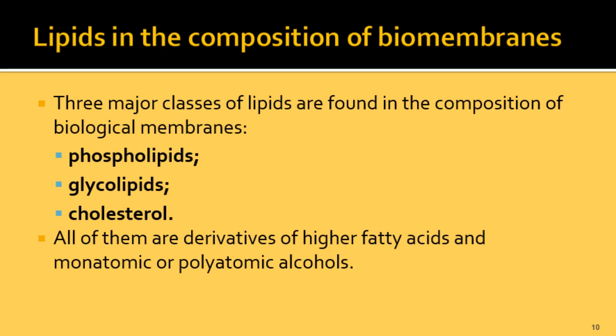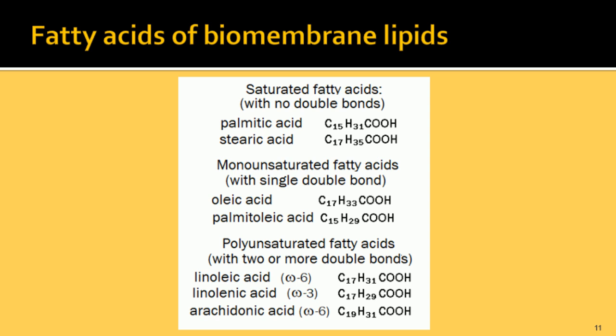Remember that most of the lipids in the membranes of mammals are phospholipids, glycolipids, and cholesterol. All of them are derivatives of higher fatty acids and monatomic or polyatomic alcohols. The fatty acids that make up the lipids of biomembranes can be divided into 3 main groups. 1. Saturated fatty acids with no double bonds in their hydrocarbon chains. The most common examples of these acids are palmitic acid and stearic acid. Their empirical formulas can be seen on the slide. These saturated fatty acids are produced in the human body.